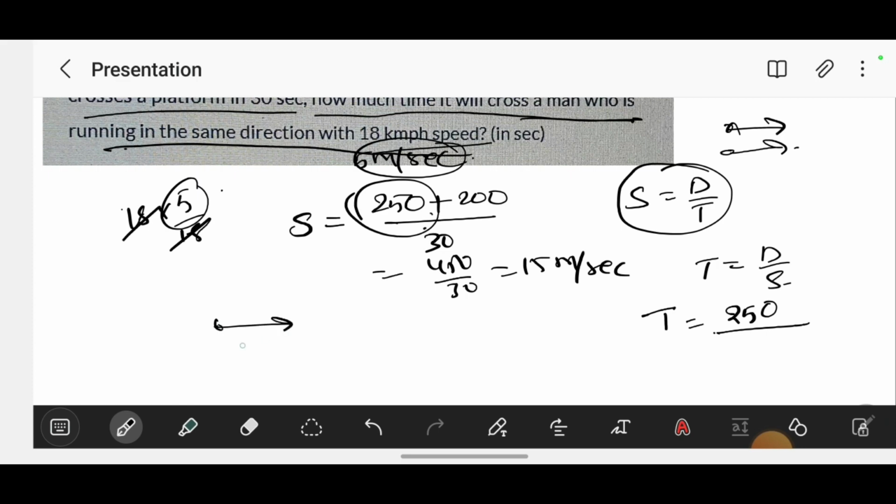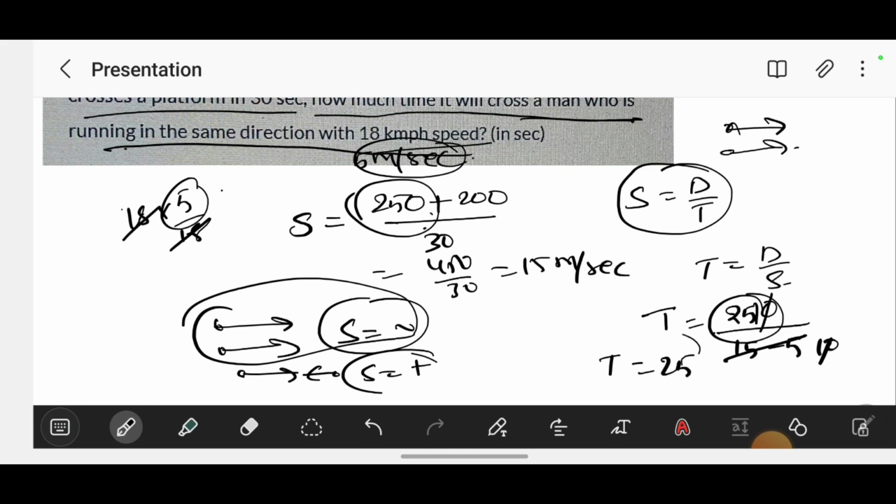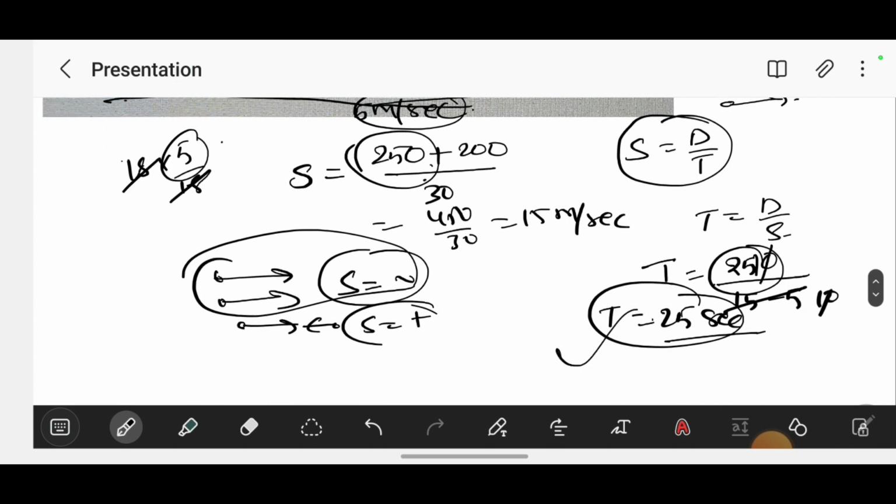When they are going the same direction, the speed should be the difference between them, and when they are going in the opposite direction, the speed should be the addition between them. And here they are going in the same direction, so speed should be the difference between them. That means 15 minus 5, it is 10. So t equals 250 by 10, that means 25 seconds is the time required for the train to cross that man. Okay, 25 seconds. This is the answer, guys.